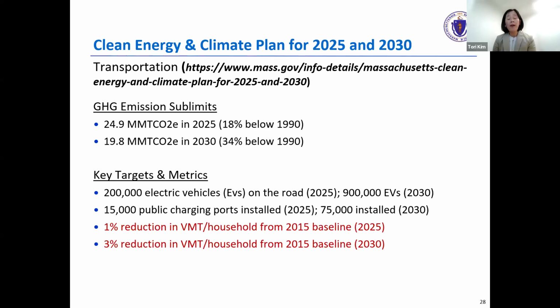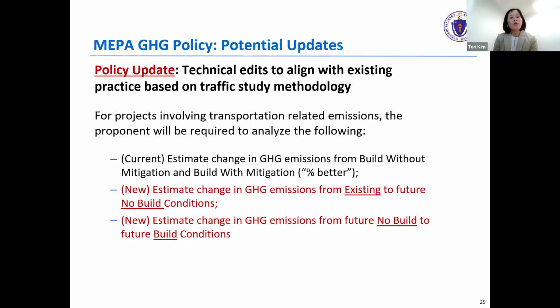So with new development, we do anticipate increases in overall vehicle miles traveled. But I think the state planning is to try to incentivize as best as possible a reduction in the per household VMT as a way to reach our greenhouse gas goals. Next slide. So the policy updates here, I'd say are fairly modest.